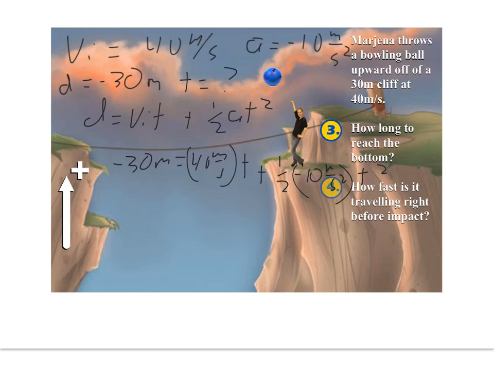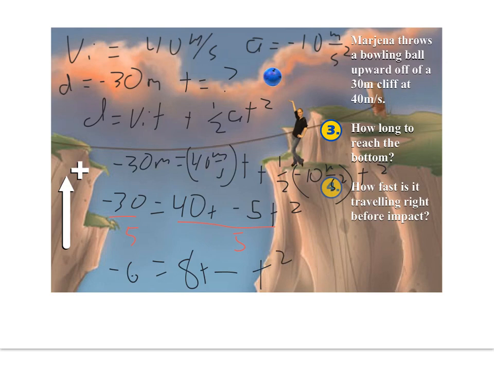All right, so I've got a little bit of intermediary algebra to do here, so I'm going to drop the units just so it's a little easier to follow. So I've got negative 30 equals 40t, and then 1 half times negative 10, which is negative 5, so I'll write that as minus 5t squared. I think the next step will be to factor out a 5 from both sides, so I'm going to divide 5 out on both sides of the equation. 6 times 5 is 30, so that's negative 6. And 5 goes into 40 8 times, so don't forget the t, minus t squared.